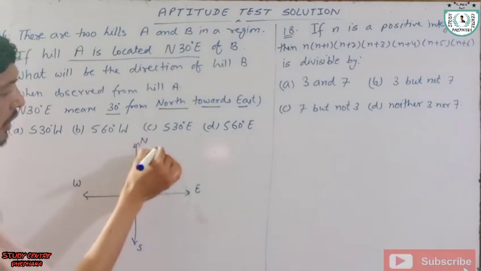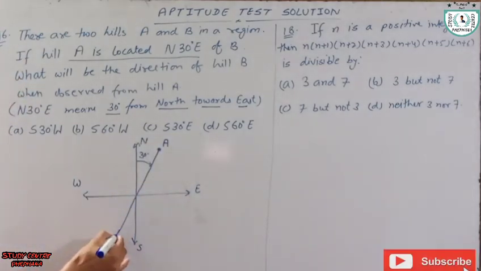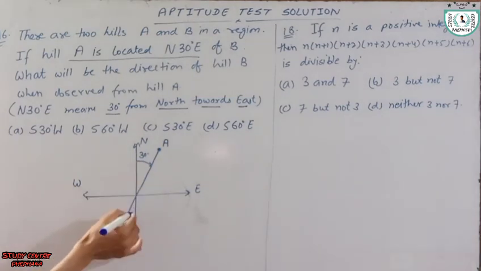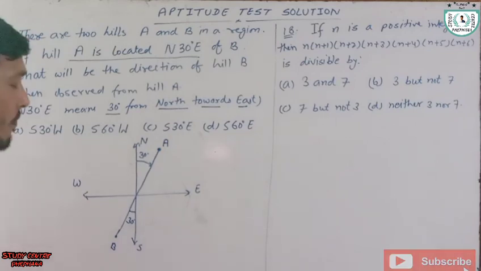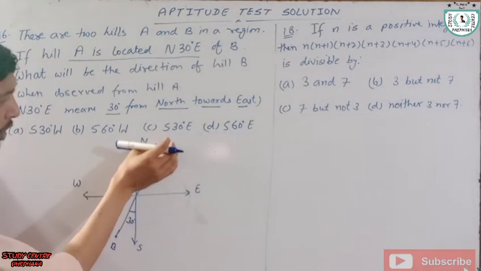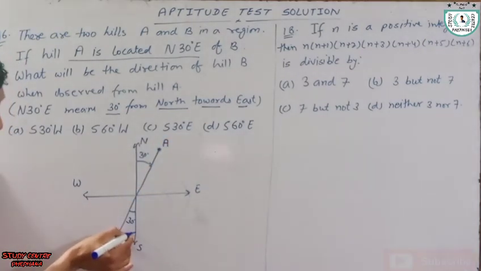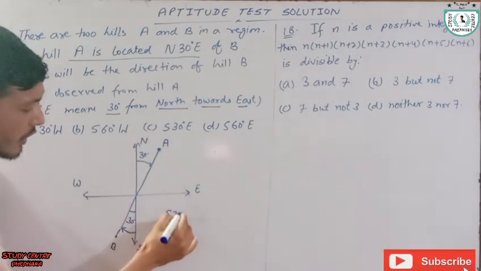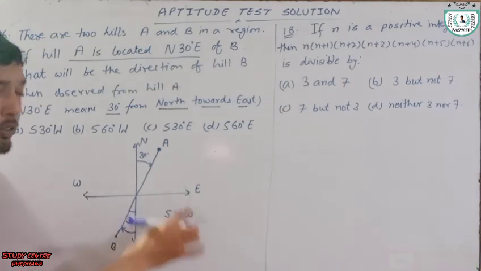Here hill A is located at 30 degree, and here hill B is located. If this angle is 30 degree, then this angle is also 30 degree. According to this figure, I can say that observed from hill A, B is located at 30 degree W, 30 degree south towards west.